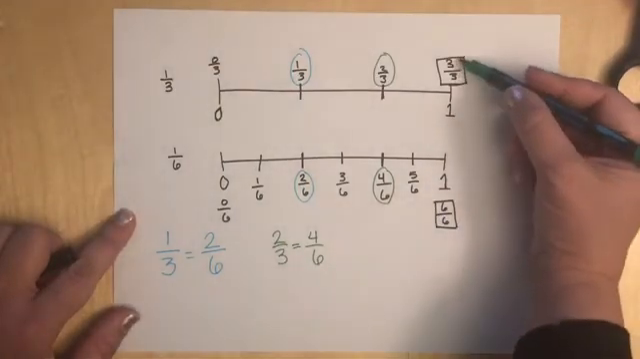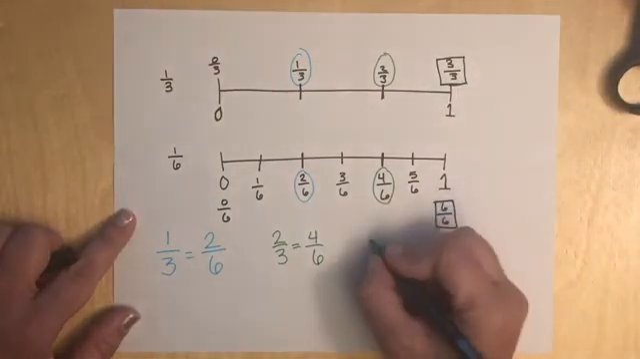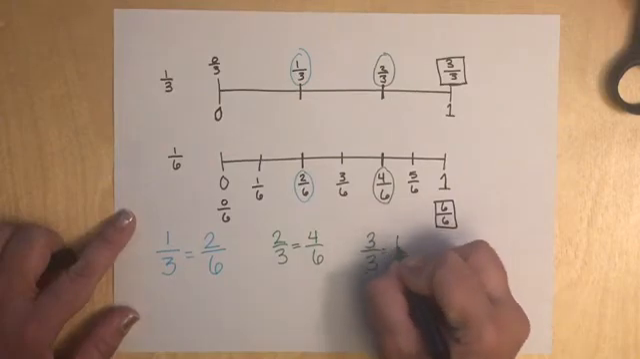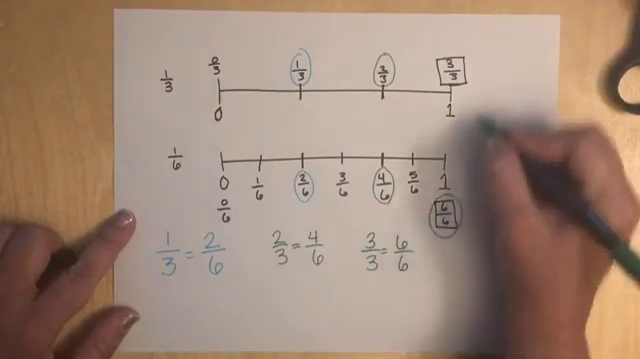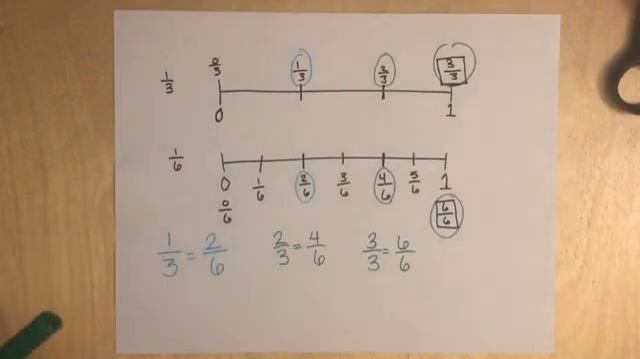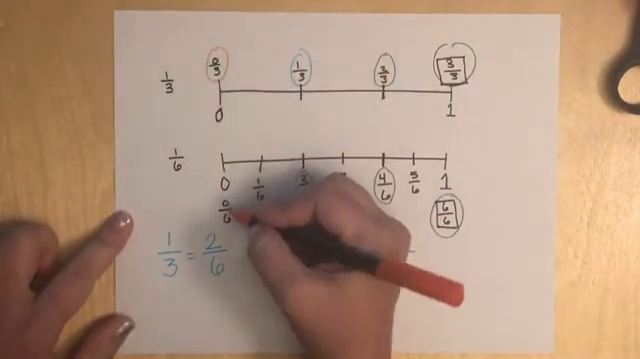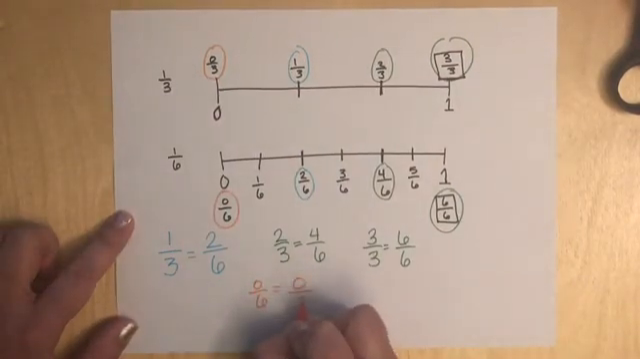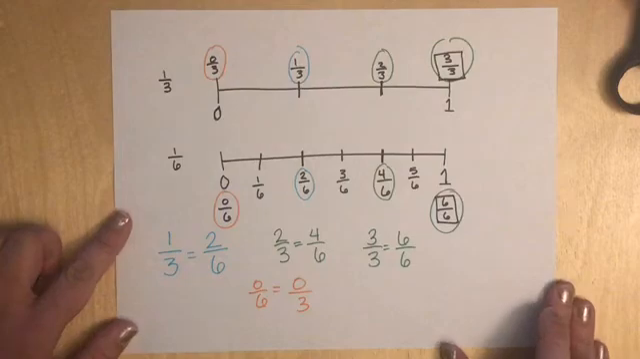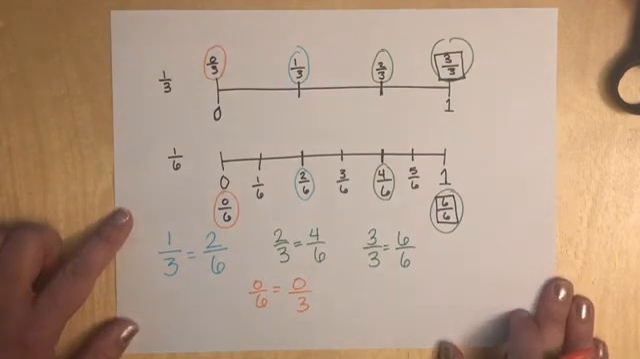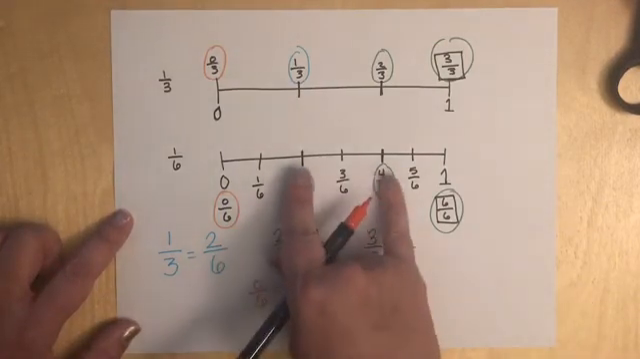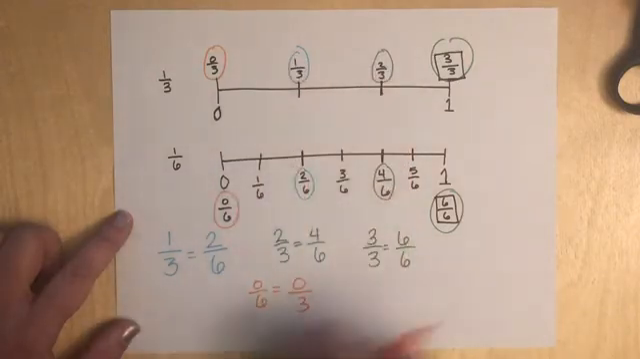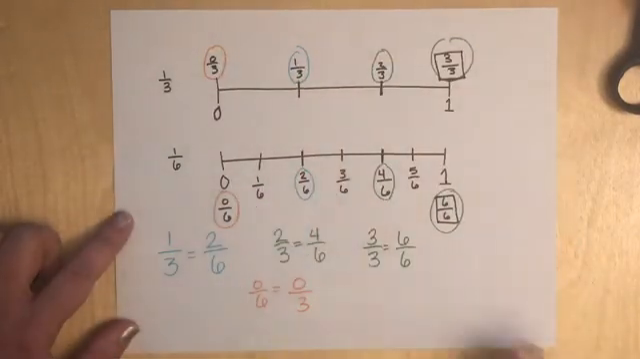And I see my wholes. I see 3/3 and 6/6. And I see 0/6 and 0/3. Are also equivalent. So how did you guys do? I'm hoping that you guys at least noticed these ones right here, and then you noticed the end ones.